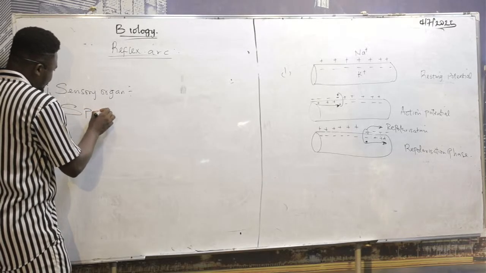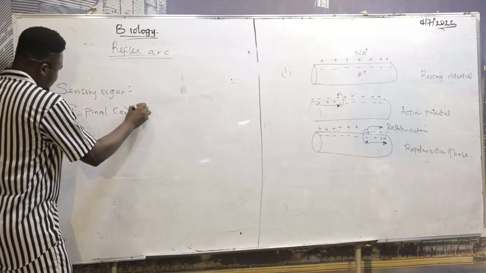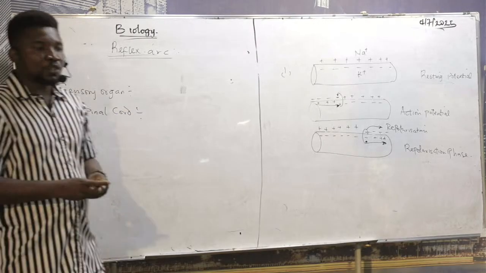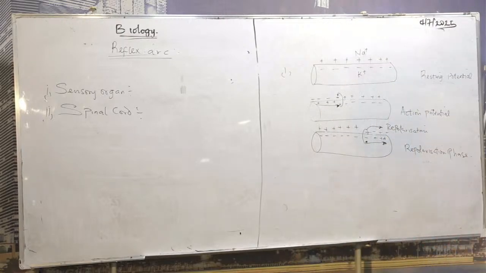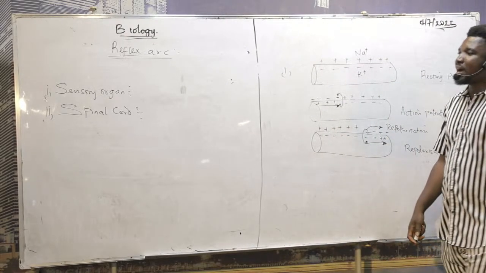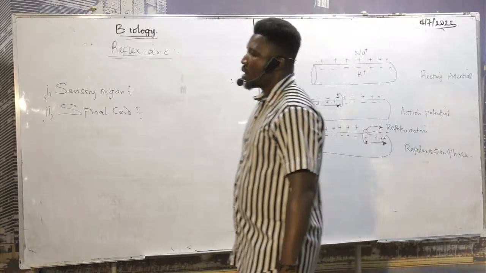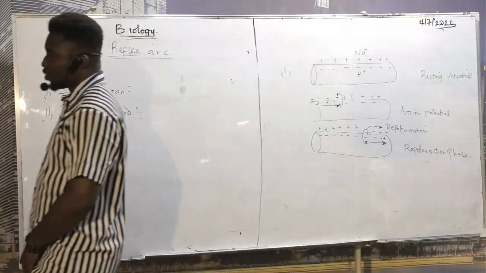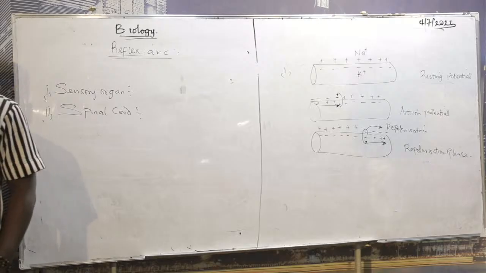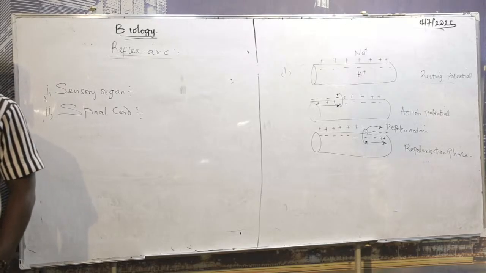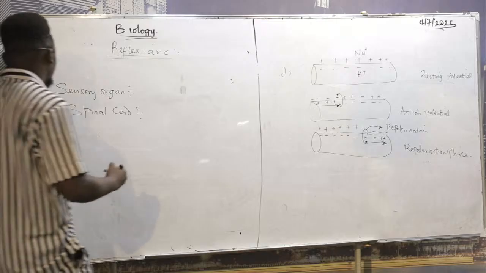What is the spinal cord? It is the part that controls reflex action. The third one is the motor neurons.